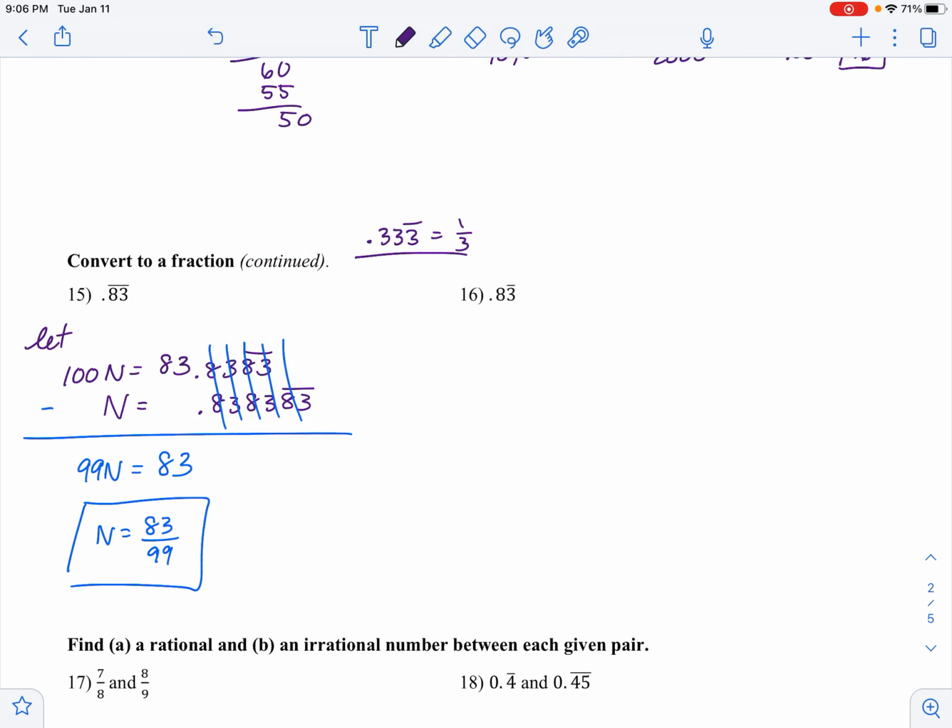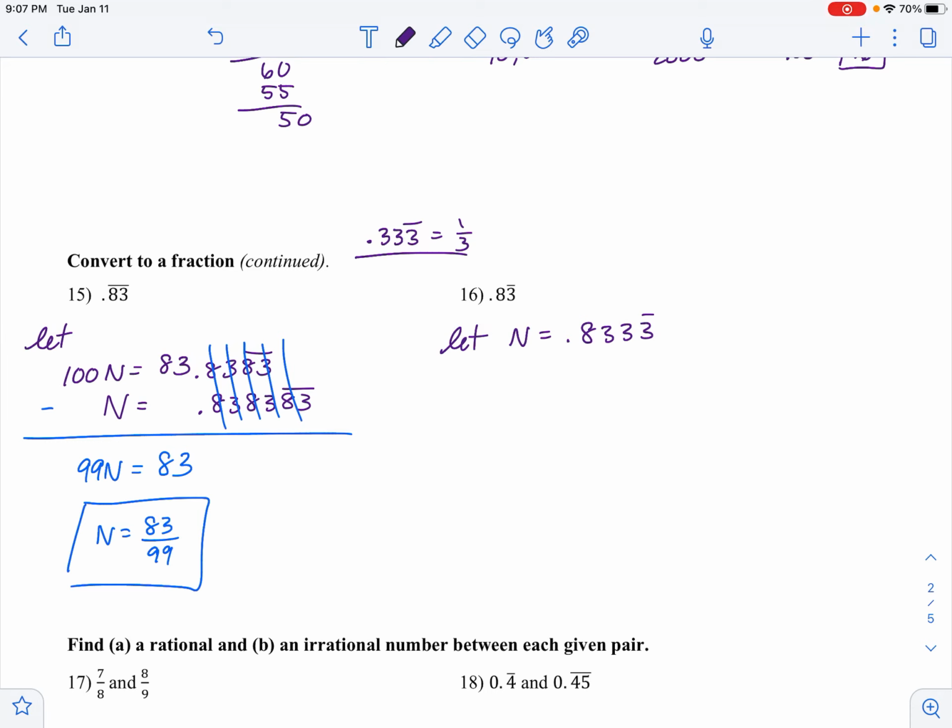Number 16 is very similar, except only the 3 is repeating here. So this time I'm going to let n be 8.8333, and I kind of like writing a few of them out. I am not going to be able to line up my decimals perfectly here. I guess if you wanted to on the left-hand problem here, you could have multiplied by 10. I don't think that's great on a problem like that if I can make everything line up. I'm not going to be able to here.